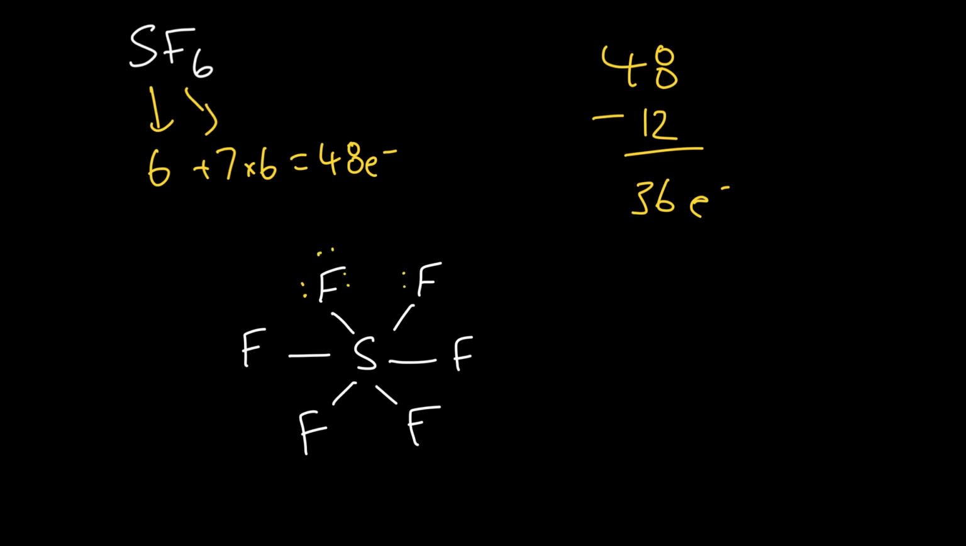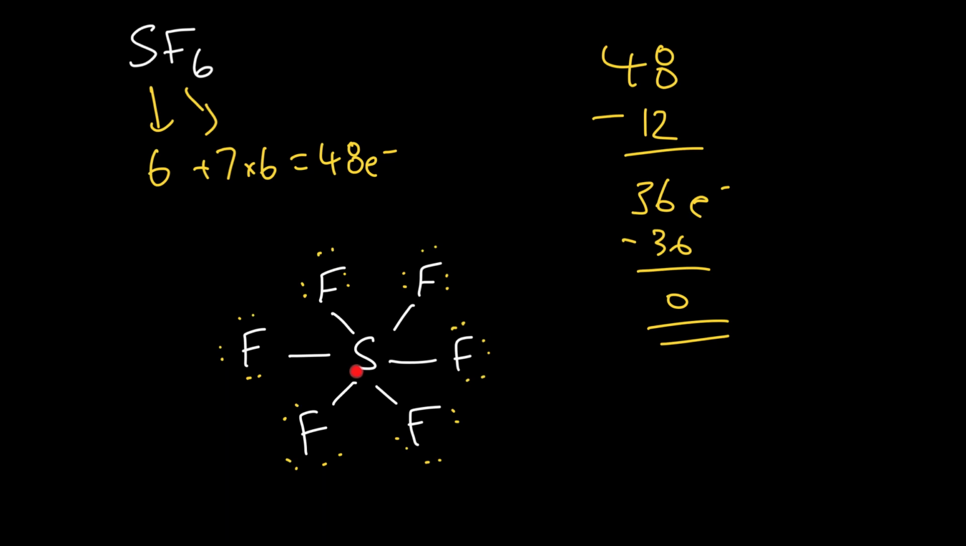And I'm going to complete the octet on the outer atoms. Fluorine is second period, so it can't expand its octet. It doesn't have 2d orbitals. So that is 6 times 1, 2, 3, 4, 5, 6. That's 36 electrons I've just used up. So that actually gives me no electrons left.